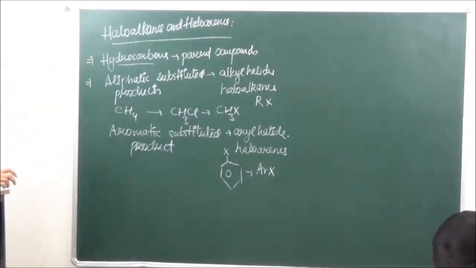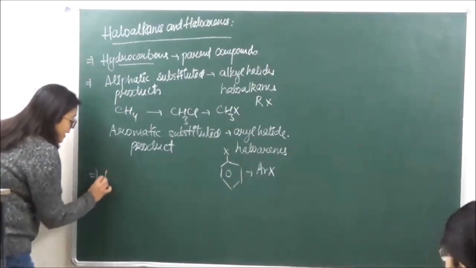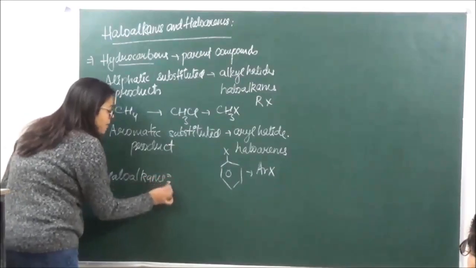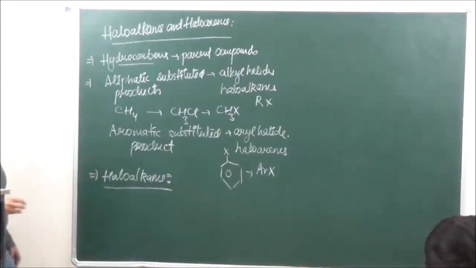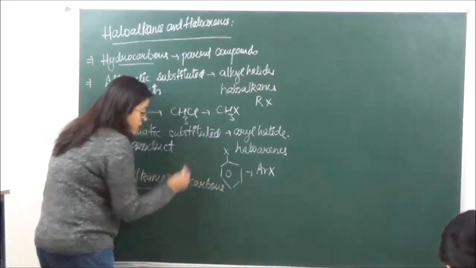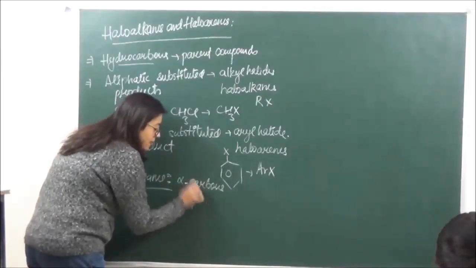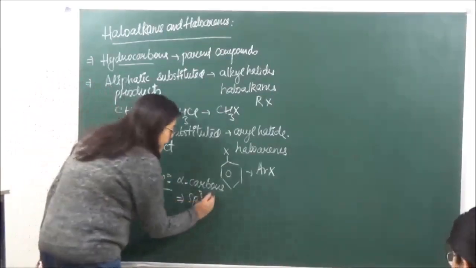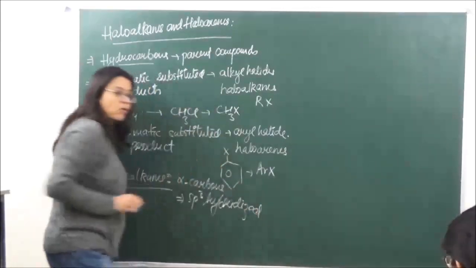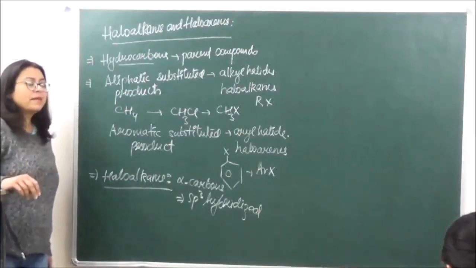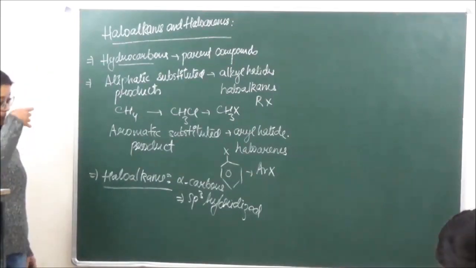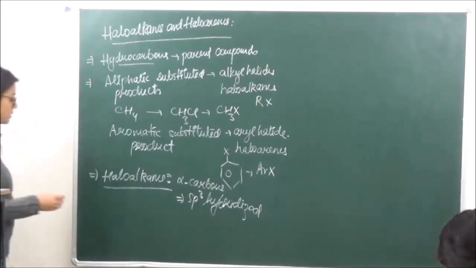फिर उसके बाद when we are talking of haloalkanes, in case of haloalkanes, the carbon atom to which the halogen is attached, that is known as what? That is known as alpha carbon atom. In case of haloalkanes, we will see that the alpha carbon atom is going to be sp3 hybridized. Okay? Alpha carbon atom is the carbon atom to which the halogen is attached. So over here in haloalkanes, the hybridization of this carbon atom is going to be sp3.